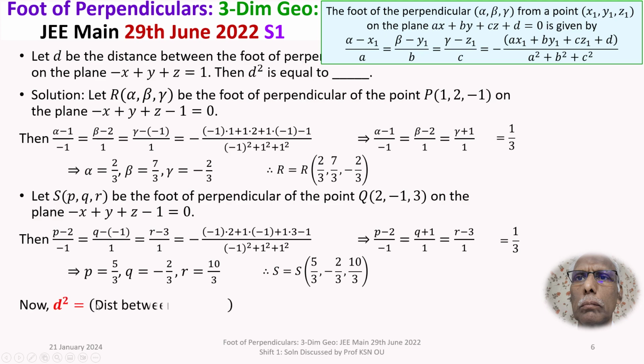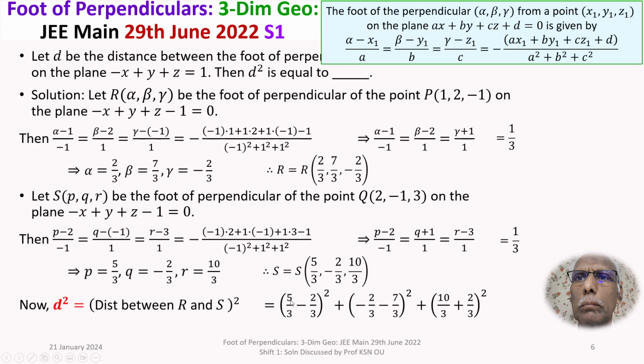What is D square? The distance between the feet of the perpendiculars from the points P and Q onto this plane, squared. So that is the distance between R and S squared, which is (x2 - x1) whole square plus (y2 - y1) whole square plus (z2 - z1) whole square. That is (5 by 3 minus 2 by 3) whole square plus (-2 by 3 minus 7 by 3) whole square plus (10 by 3 minus of -2 by 3, that is plus 2 by 3) whole square.